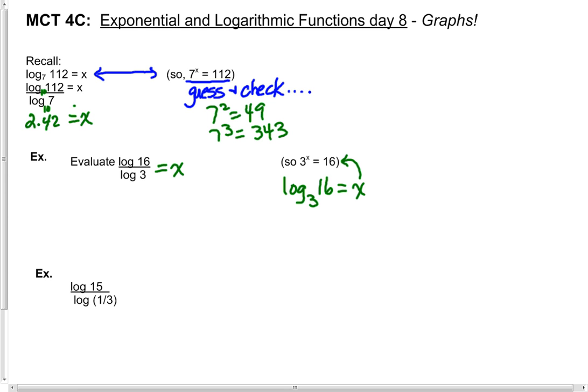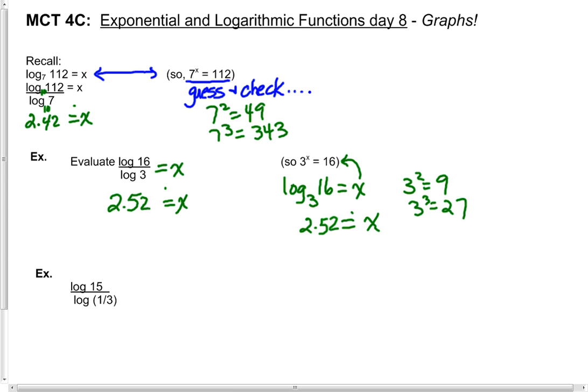I like to guess and check, at least in my head, and see if I come up with the right answer. 3 squared is 9. 3 cubed is 27. So I know my answer lies between 2 and 3. Let's use our calculators. Log of 16 divided by log 3. 2.52.